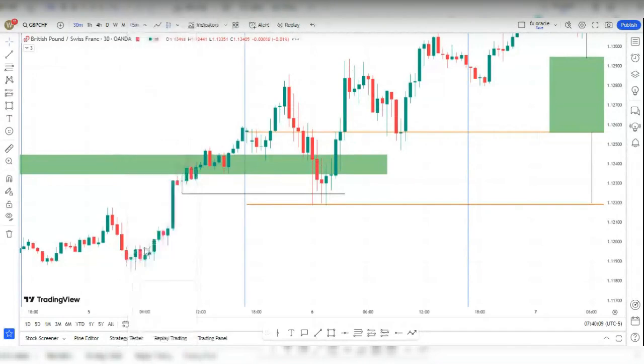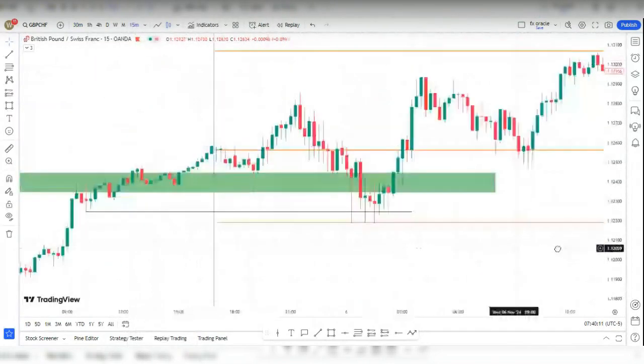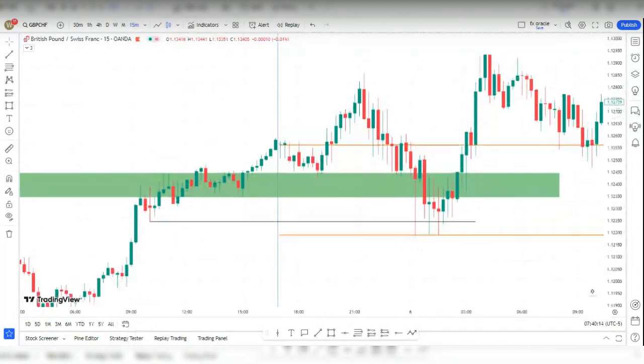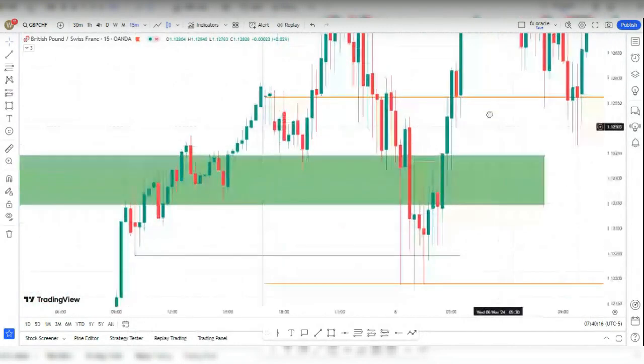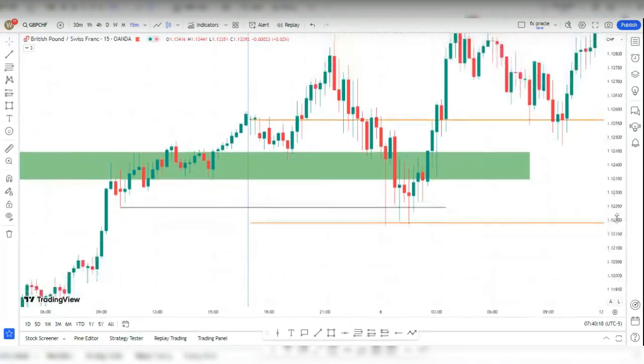Drop down to the 15 minutes. I'm just looking for, oh, you guys have not been taught order block, so I think I'm going to touch that. I'm just looking for an order block, a down close candle for it, and this is it. And that's how I will buy.